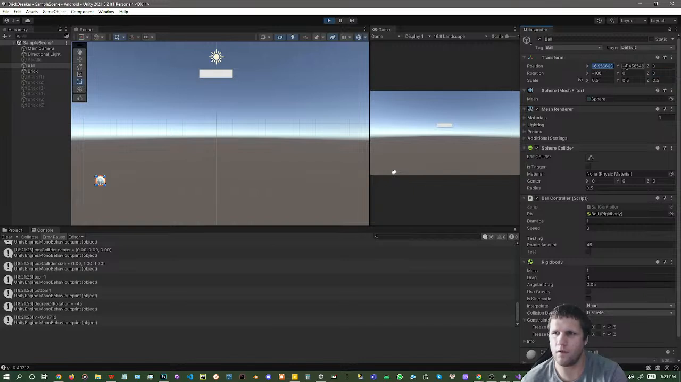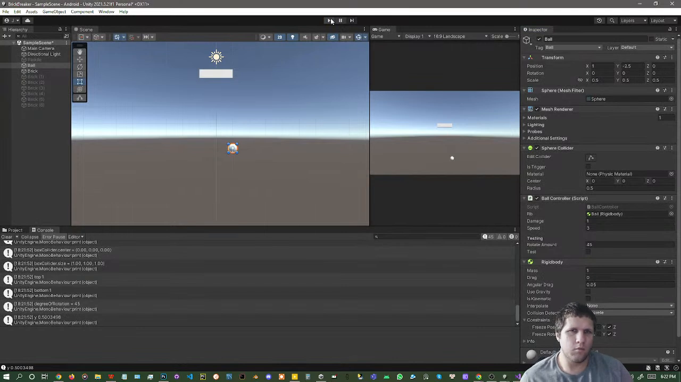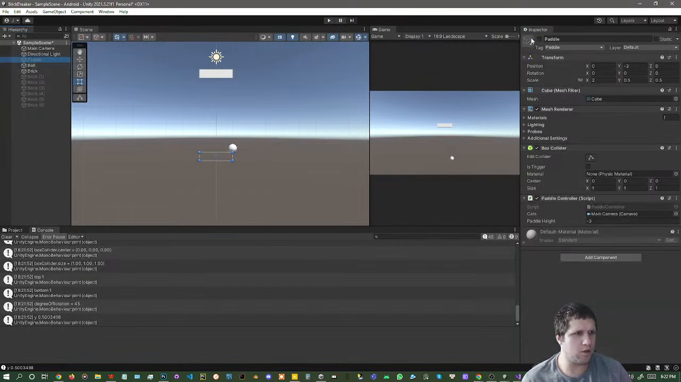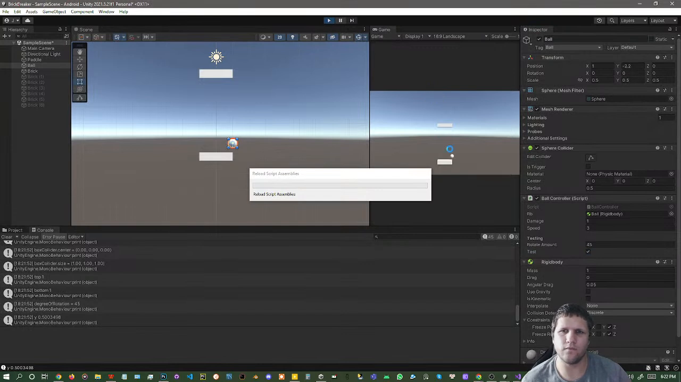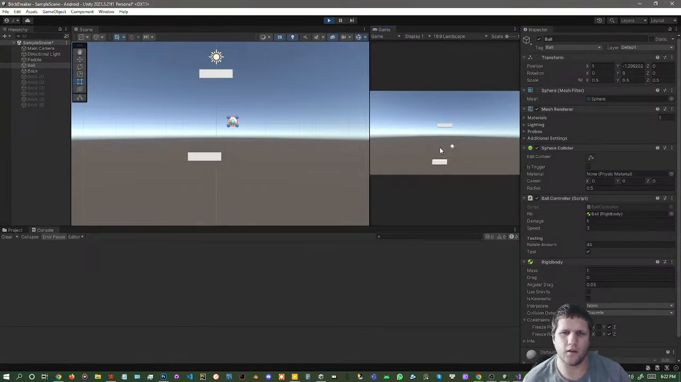0, 1, 4. And test. Okay, it seems to be good. What if I turn my paddle back on? Let's put the ball at 2.2 with test on, and let's see what happens.